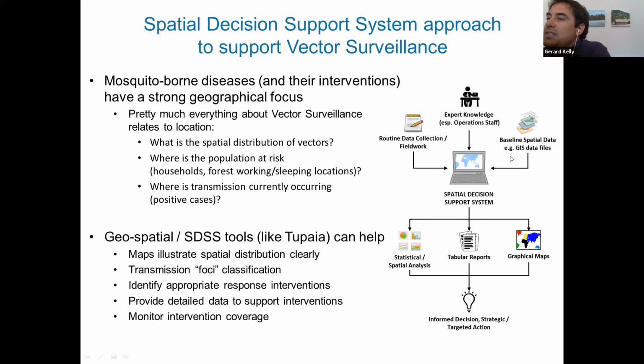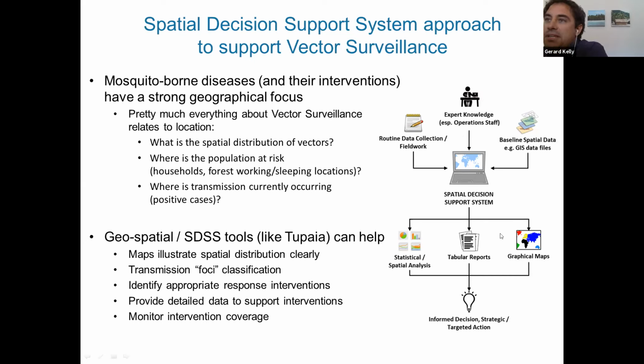We can provide spatial data files, like our GIS data files and our country boundaries. Surveys can be routinely collected in here. Expert knowledge: we're not talking about fancy academics or anything along those lines. We're basically talking about our in-country implementers, our program officers, our surveillance officers, our field officers, and utilizing their expert local knowledge to provide input into our systems.